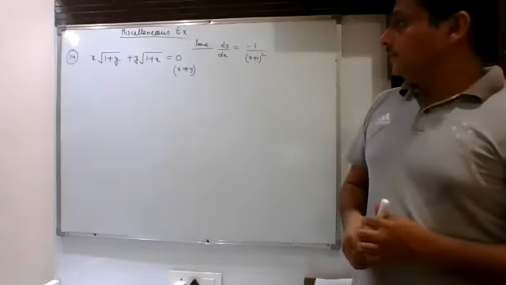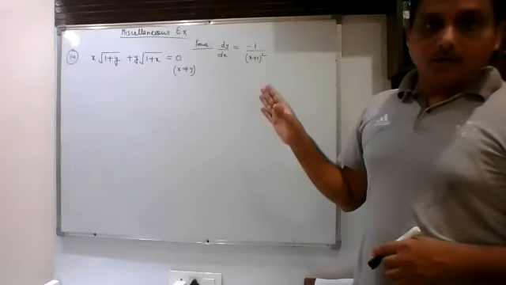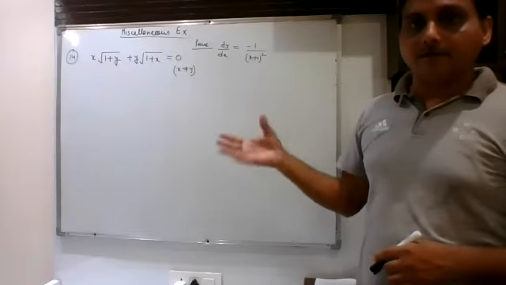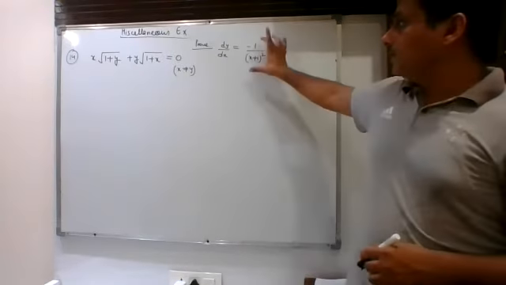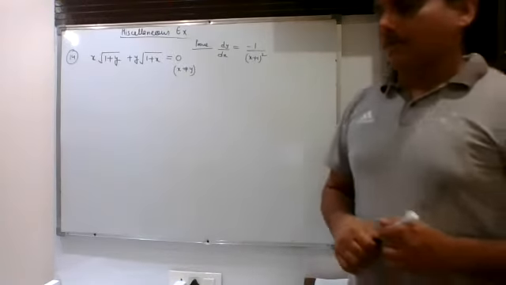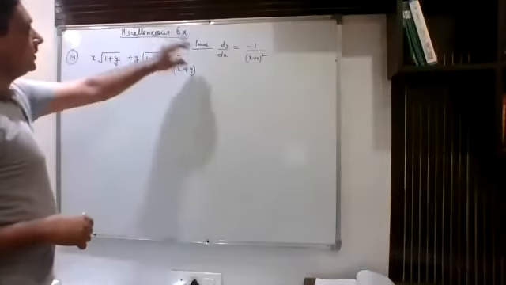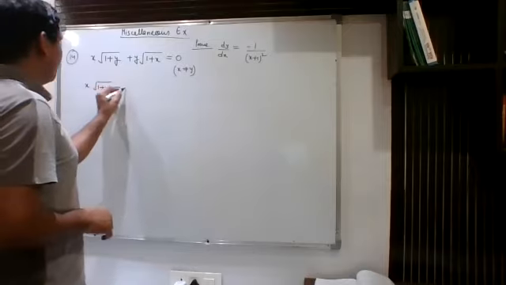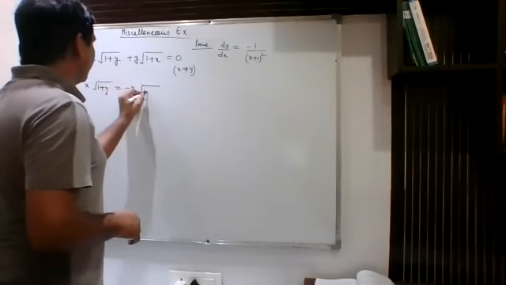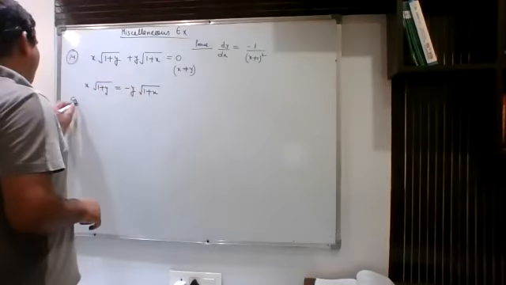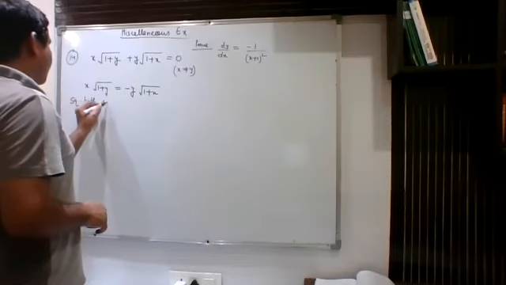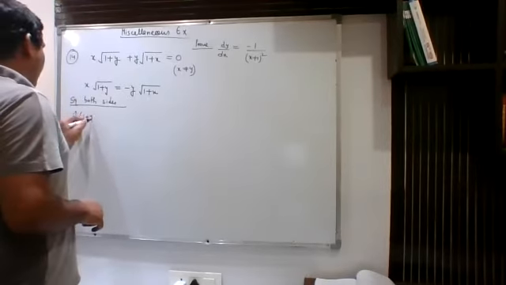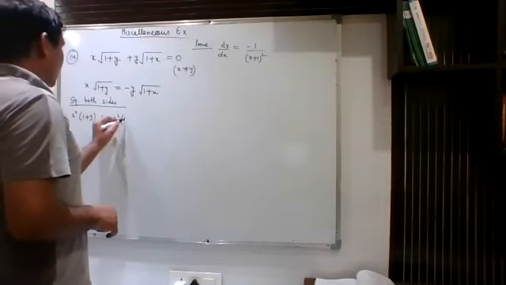Now in this question, we will not do this question directly. Instead of that, we will do a little bit of factorization and then we will find the derivative in order to get this answer. So the first step is to shift this term to the other side. So we can rewrite the question in this form. Now square both the sides. When you square both the sides, you will get x square (1 plus y) is equal to y square (1 plus x).